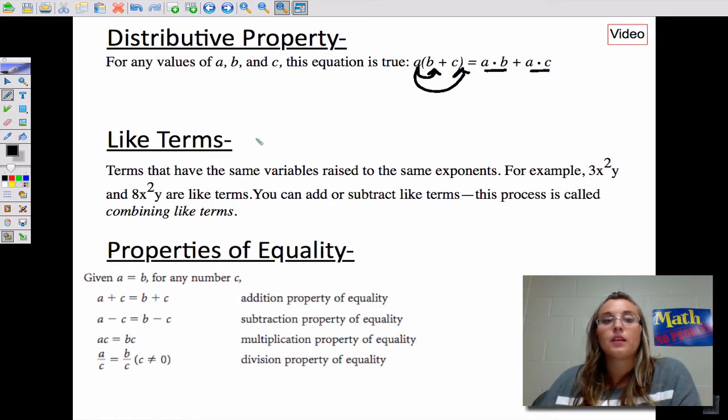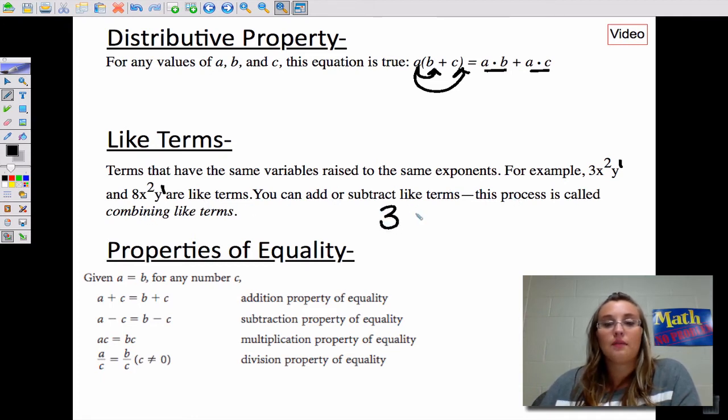Okay? Next part is like terms. That would be terms that have the same variables raised to the same exponents. Okay? So for example, 3x squared y and 8x squared y are like terms because they have the same variables raised to the same exponents. They both have an x to the second power, and they both have a y to the first power. Okay? There's just one y in there, that's y to the first power. So it's saying you can add or subtract like terms. This is called combining like terms.